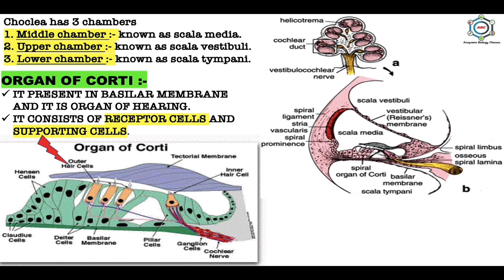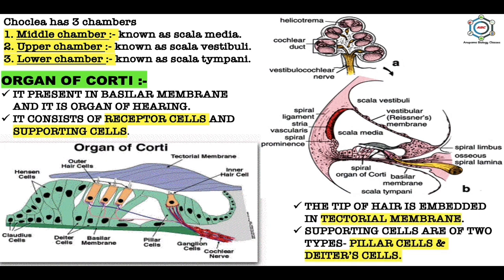Hair cells, and the bending of the hair reduces the membrane potential of the hair cells, causing release of their chemical transmitters, and initiation of the receptor potential in the sensory nerve ending. The tip of hair is embedded in the tectorial membrane. This is the tectorial membrane, and the supporting cells are of two types. First one is the pillar cells and the second is Deiters cells.